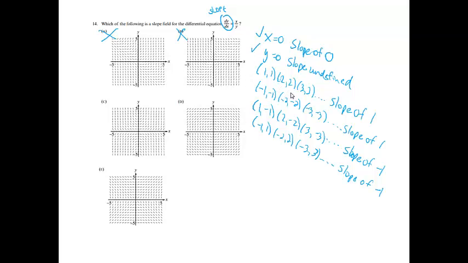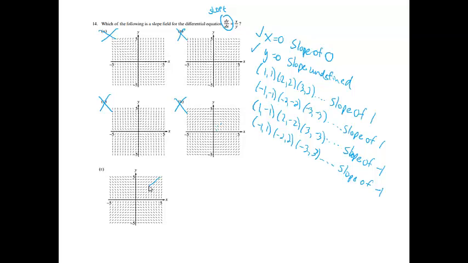Okay, so now at the points 1, 1, 2, 2, 3, 3, I should see slopes of 1. So if I look at this one, here's 1, 1, 2, 2, 3, 3, those definitely don't have slopes of 1, so I just get to be done with that one. Here, let's see, 1, 1, 1, 1, 2, 2, I notice that my slopes are getting steeper, so I don't see that natural pattern going on, so C can't work. So I'm already down to D, but I just want to show you.